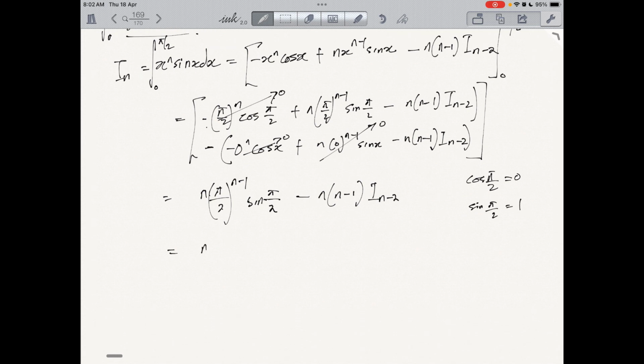Therefore, since this is equal to 1, then we have just n pi over 2 raised to the power n minus 1 minus n into n minus 1 of I n minus 2. Now, this is the reduction formula for x raised to the power n sin x dx from 0 to pi over 2.